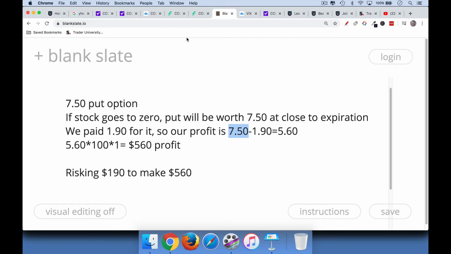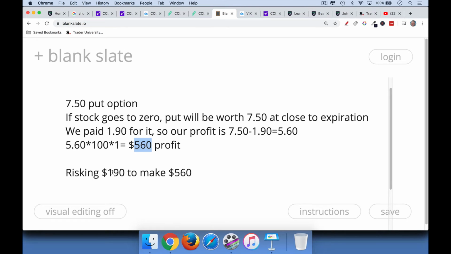So we paid $1.90 for one put option, one contract. It's now trading at $7.50, let's say. So our profit is just $7.50, the price we can sell it at, minus the price we paid for it, $1.90, which gives us $5.60. Now the multiplier again is always 100, and so if you make 5.6 points on a put option and you own one contract, your profit is just going to be 5.6 times 100 shares, the multiplier, times 1. So you will make $560 per option contract if Carnival goes to zero.